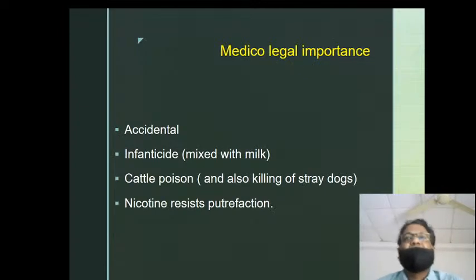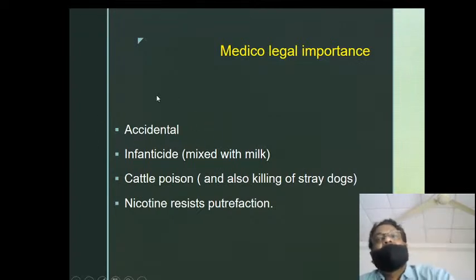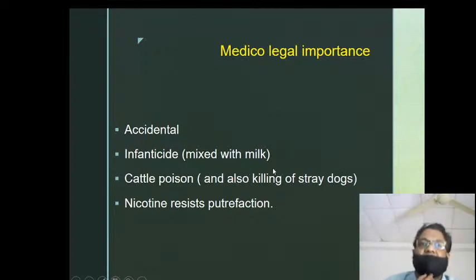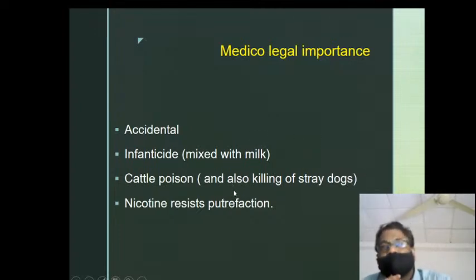Now the medico-legal importance. It is usually an accidental poisoning because of some amount of habituation developed. The individual will become psychologically dependent on that poison. Sometimes overdosage can result in poisoning. It can also be used for infanticide, because it is usually mixed with milk, and it can be used as a cattle poison. Sometimes it can also be used to kill stray dogs.